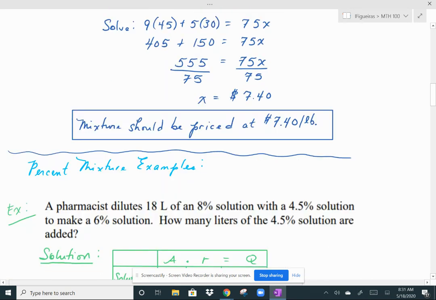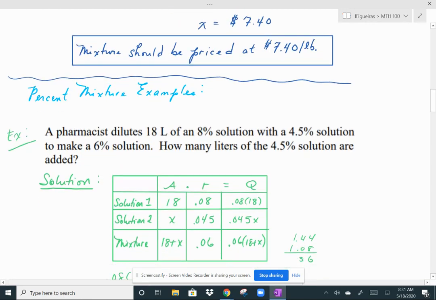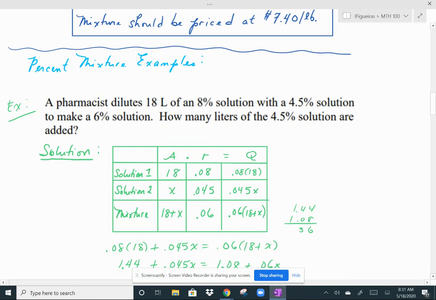Okay, let's move on to percent mixture problems. These are similar to cost mixture, except instead of a price or a cost, a dollar amount, we're going to be dealing with a percentage. So you'll be mixing ingredients with certain percentage of a material to create a new ingredient, a new mixture. All right, so here's our first example. A pharmacist dilutes 18 liters of an 8% solution with a 4.5% solution to make a 6% solution. How many liters of the 4.5% solution are added?